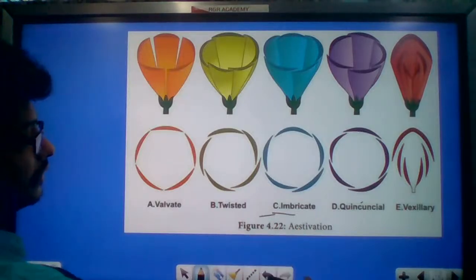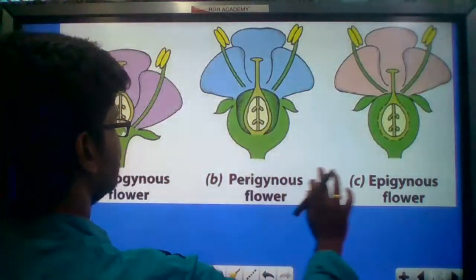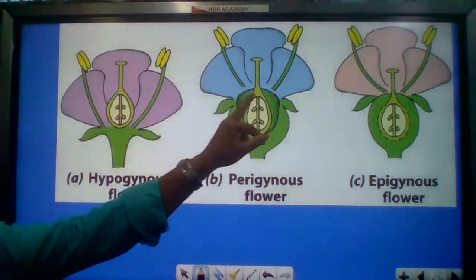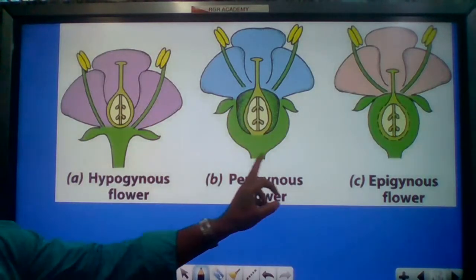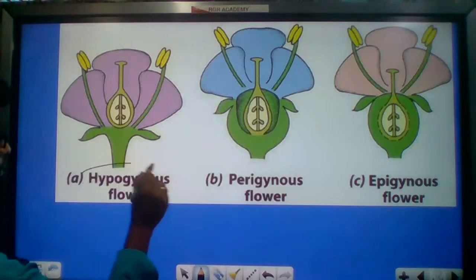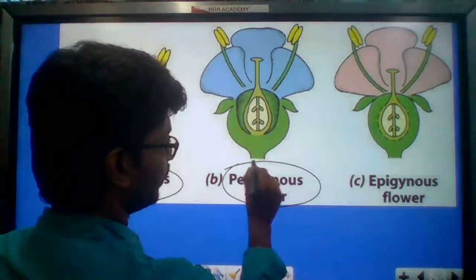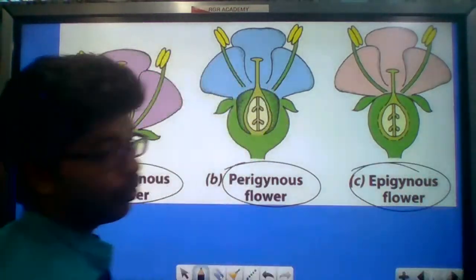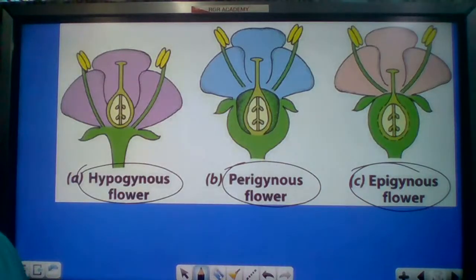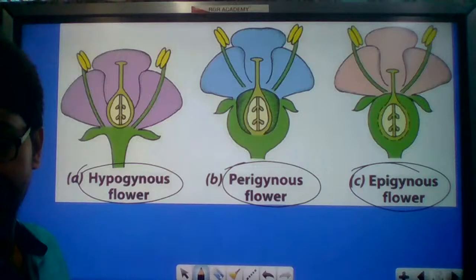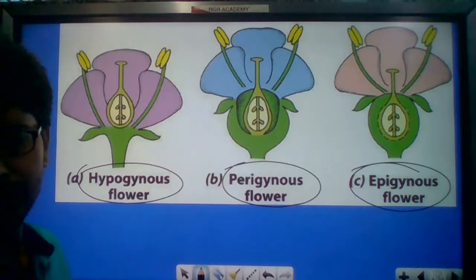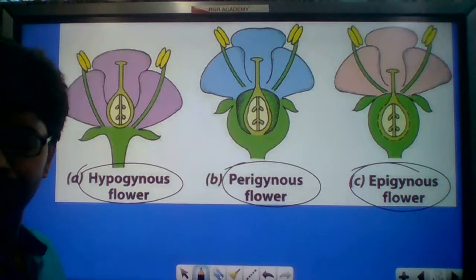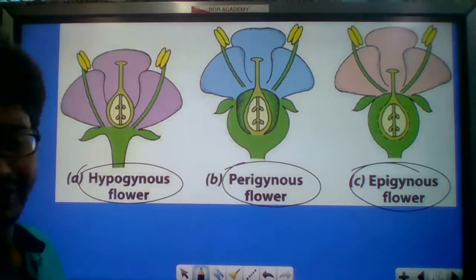Next, we'll see the types of flower based on the position of the ovary. There are 3 types of flowers: hypogynous ovary, perigynous ovary, and epigynous ovary. We call them superior ovary, inferior ovary, or half superior ovary. Quinquential estivation is not given in the textbook, so leave it. Do not worry about it.